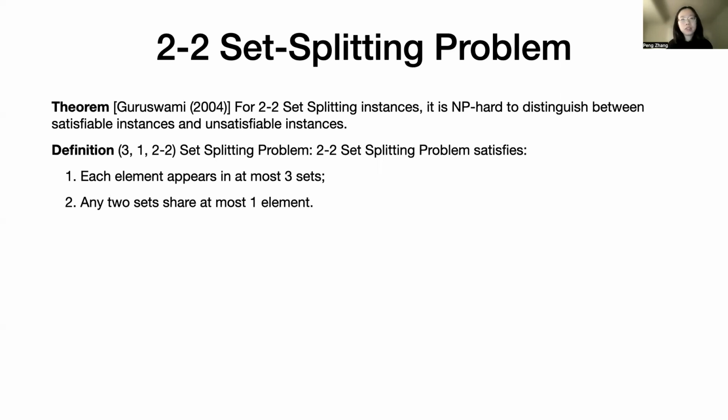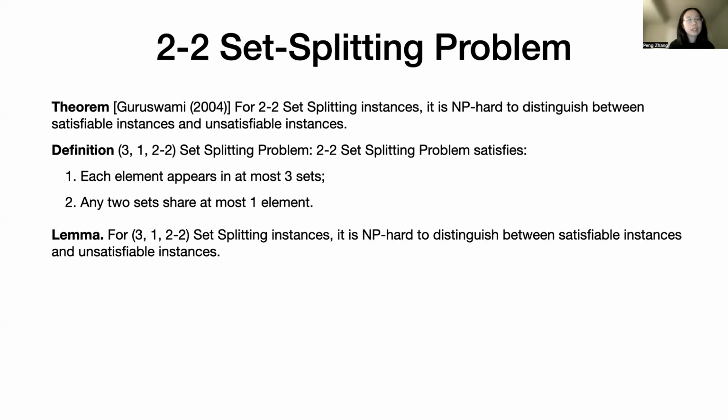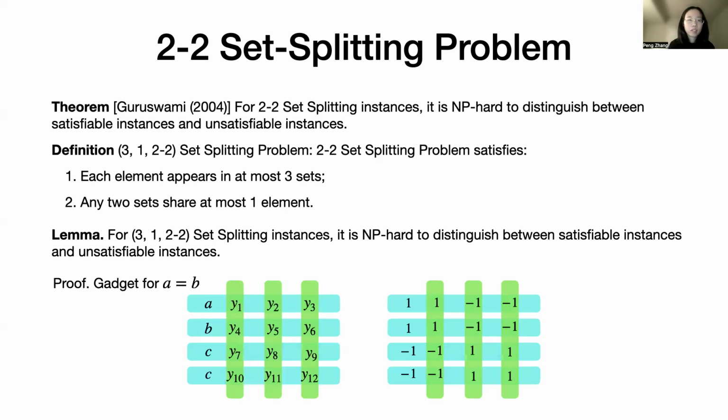It is a 2-2 set splitting problem that satisfies two additional conditions. So first, we require that every element appears in at most 3 sets. And second, we require that every 2 sets share at most 1 element. We can show that Guruswami's hardness result actually holds for this special 3-1-2-2 set splitting problem. And here is a proof.